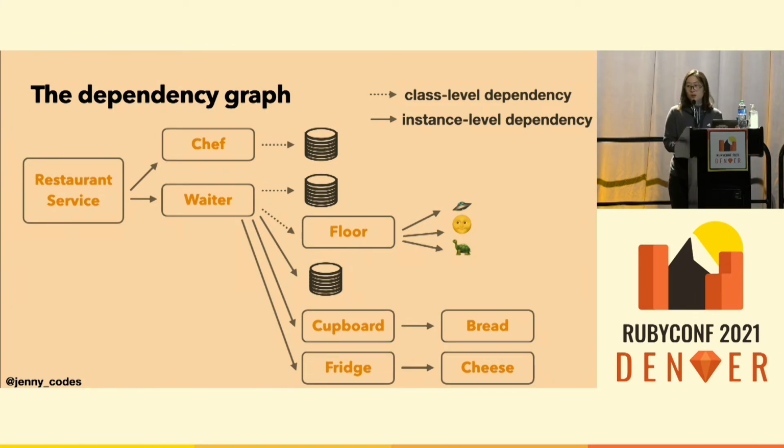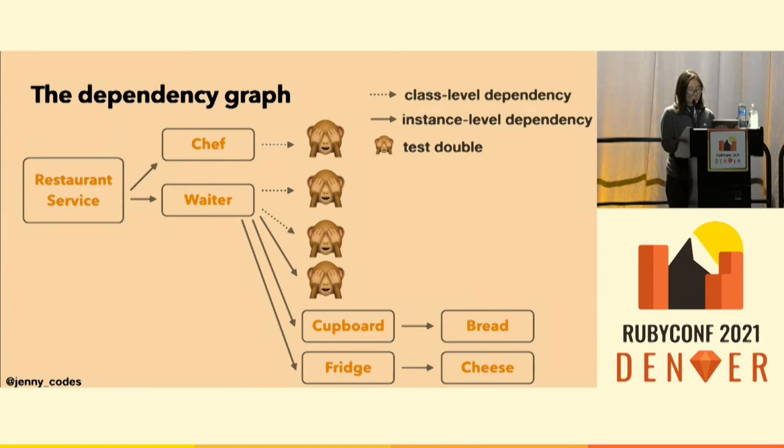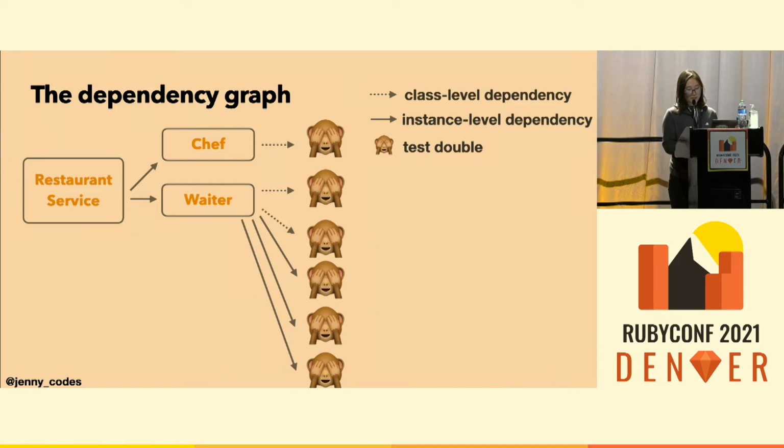So let's think about our testing strategy here. If we are writing unit tests, we know we should isolate our restaurant service from the dependencies. So we need to use test doubles somewhere. The more obvious targets are the database and the floor because they reach out to the outside of the system. So now we use test doubles for them. And now because they're gone, we need to let cupboard and fridge go as well. See the problem?